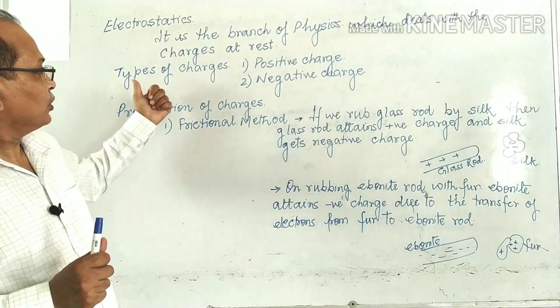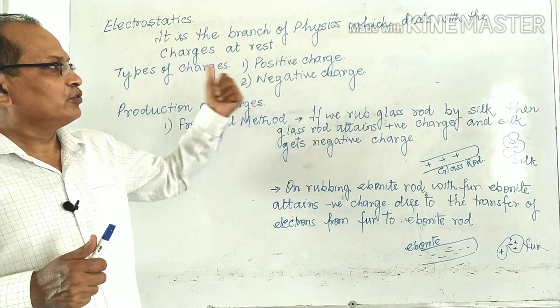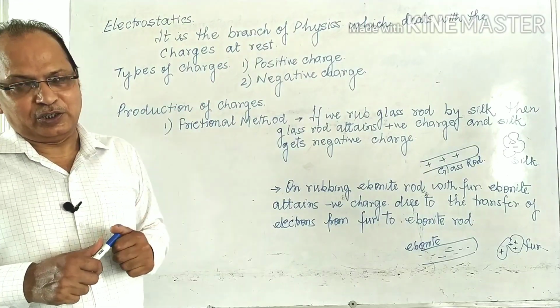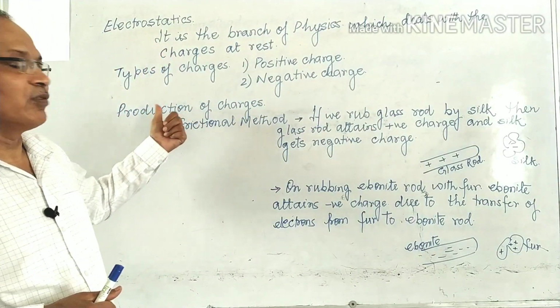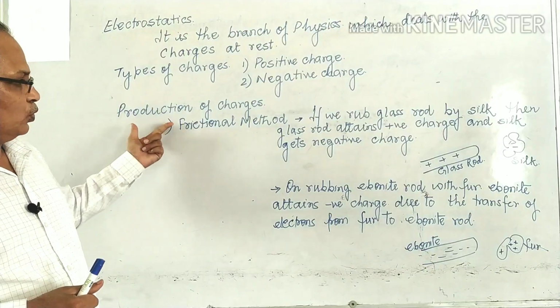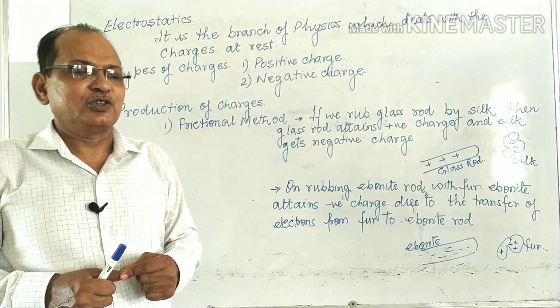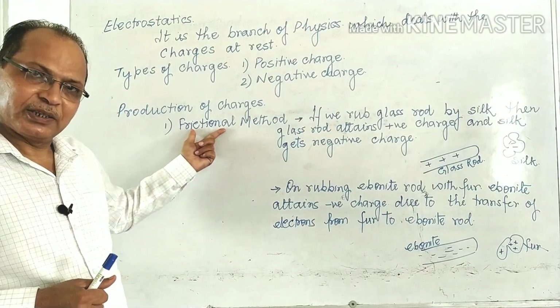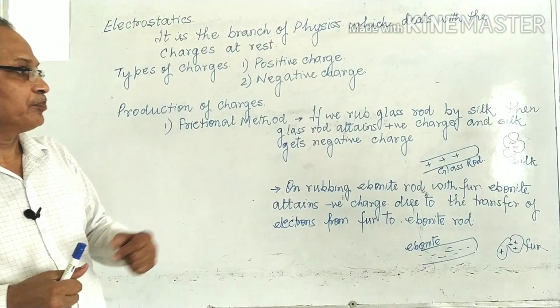First of all, there are two types of charges, positive charge and negative charge. Now the question arises, how do charges develop? The first method for producing charge is the frictional method. How do charges develop by friction?